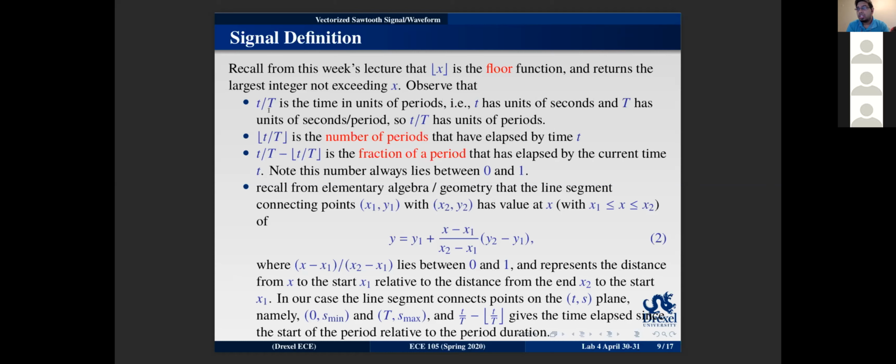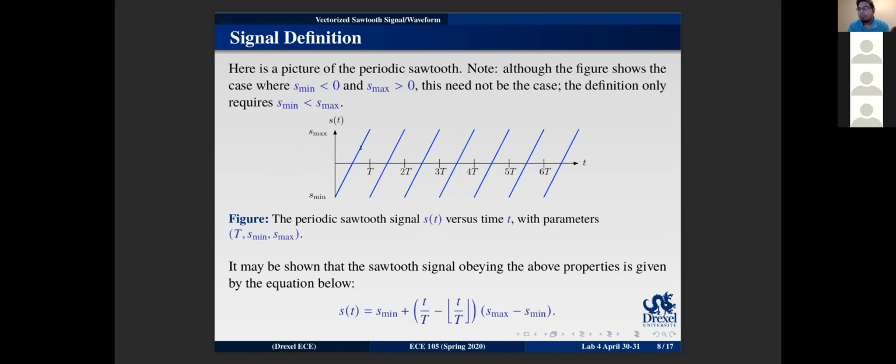Okay, so t over T is a time in units of period. So it's basically the amount of time you're spending. Let's go back to the plot. At any given point of time, this is my period, right? And small t over capital T is the units of period, or units of time elapsed since I started moving away from S min. Does that make sense?